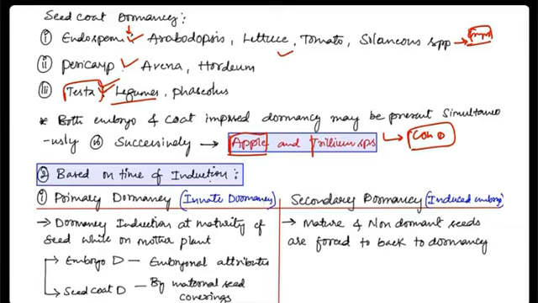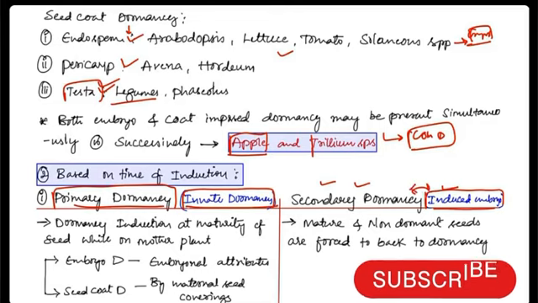Secondly, we can also differentiate based on the time of induction. Primary dormancy or innate dormancy, or secondary dormancy or induced dormancy. I hope you are able to see the different terms that I am using here. There are again three different terms here: induced, innate, and primary dormancy. Primary and innate dormancy are one and the same, and secondary dormancy, which I have already explained, is the same as induced dormancy.